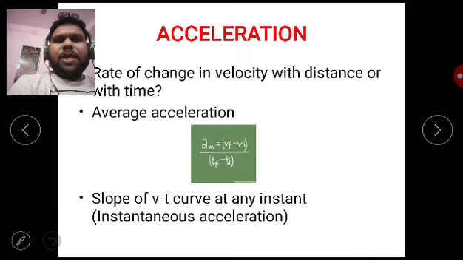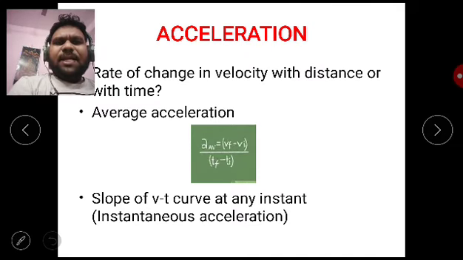According to experiments conducted by Galileo Galilei, he found that we need to calculate acceleration as the rate of change in velocity with respect to time. He did experiments on a freely falling body and the motion of a body down an inclined plane, and he came to the conclusion that we need to measure acceleration as the rate of change in velocity with time.